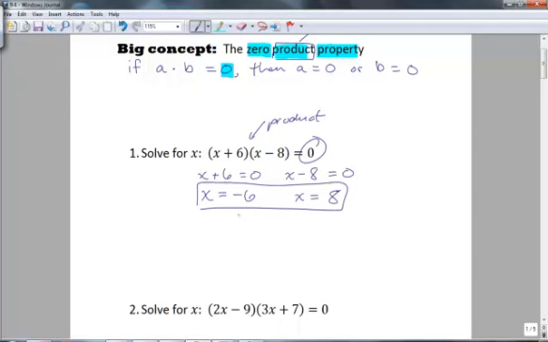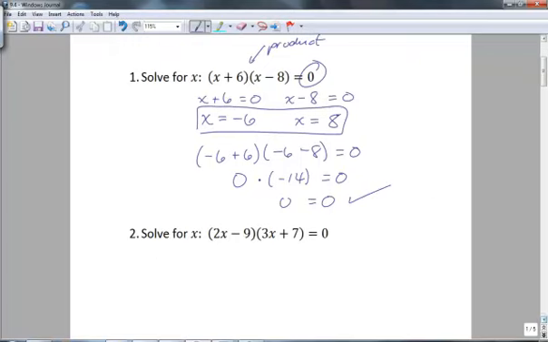You can certainly go back and check by plugging in. If I were to plug in the negative 6, I'd get negative 6 plus 6 times negative 6 minus 8 is equal to 0. And of course, negative 6 plus 6 is 0. So it would be 0 times negative 14 is equal to 0. And of course, that checks. Okay, so at any time, feel free to pause the video and try.